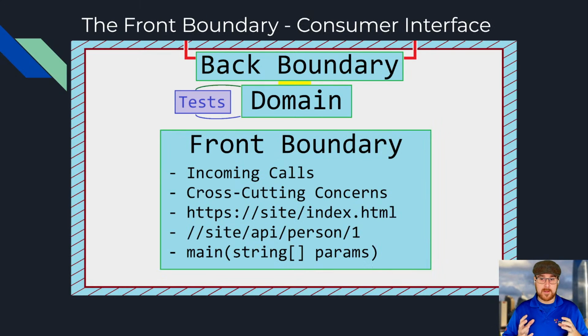So now we'll talk about the front boundary. So the domain and the back boundaries are libraries, not executables. So the domain builds into a DLL, dynamically linked library, or it can build into a NuGet package, which is a collection of DLLs that you can download essentially, or a Maven package. And the back boundary, same thing.